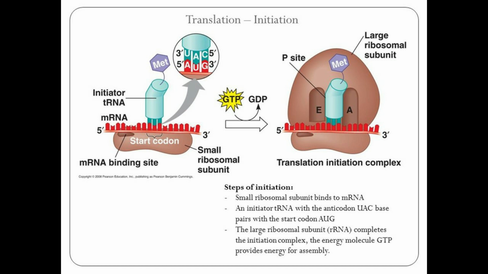In prokaryotes, instead of methionine, the initiator amino acid will always be formyl methionine. And so there the initiator tRNA is formyl methionine tRNA, whereas in eukaryotes it is methionine tRNA.